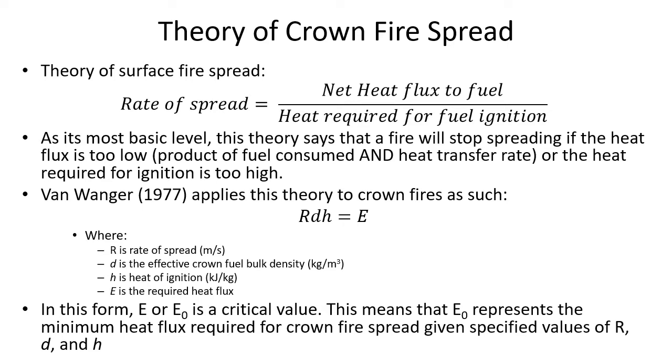How much energy does it take to ignite that fuel? Those three things need to basically equal the heat flux required for the propagation. You need enough heat flux to maintain that active rate of spread. So when written in this form, that heat flux is really a critical value, meaning that if it's not high enough, the fire is not going to spread. You could think about E here as the minimum heat flux, or energy flux, required for the crown to continue to spread, given our values of both the spread rate and the amount of fuel up there in the canopy.